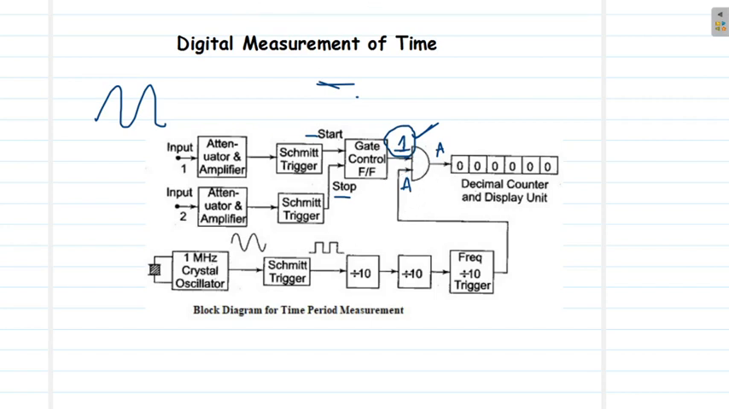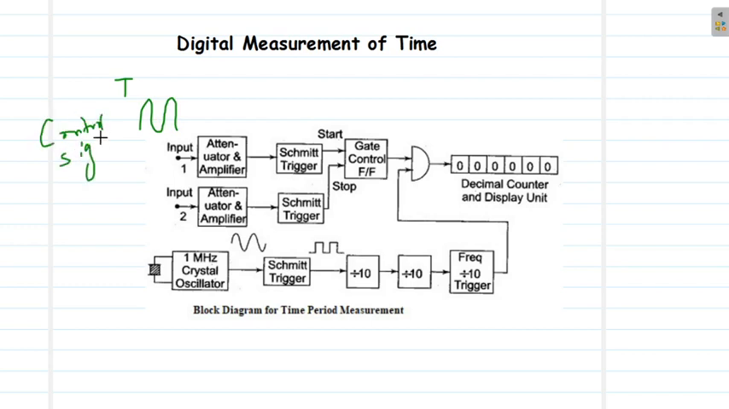The difference here in the digital measurement of time is that we use the unknown signal whose time period is to be measured as the controlling signal. So this is the controlling signal, or control signal. This signal actually opens and closes the main gate through the gate control flip-flop.